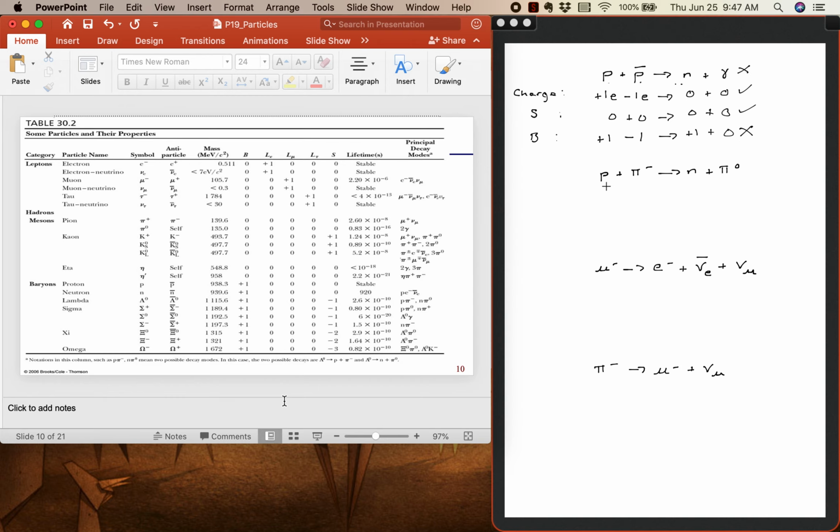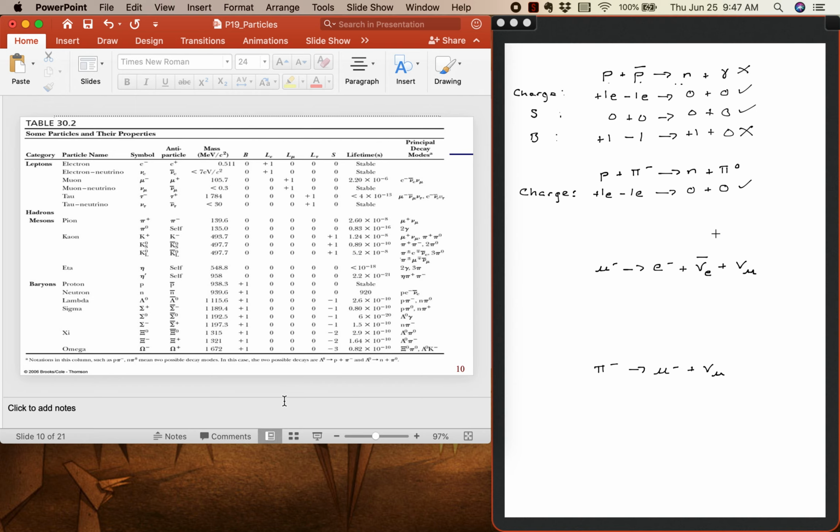So let's next check this second reaction. Once again, let's first give charge a check. A proton has +1 fundamental unit of charge. This is a pi-. The minus indicates that it has -1 fundamental unit of charge. That goes to a neutron, which of course is electrically neutral. And we have a pi-0, the 0 indicates no charge. So it looks like the charge balances.